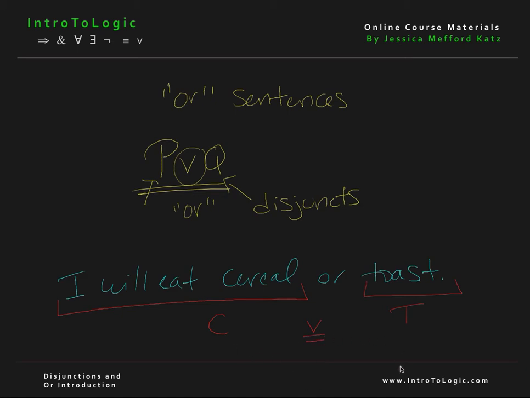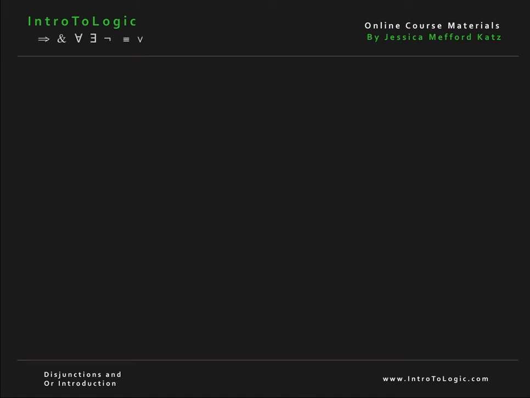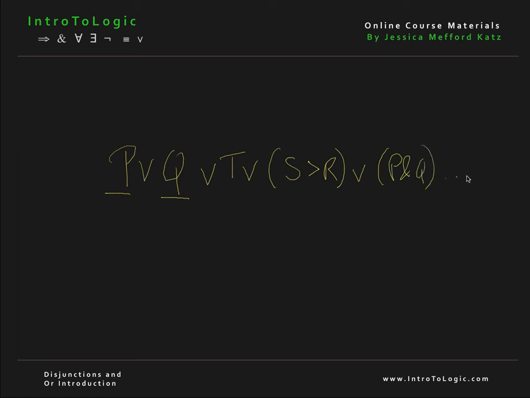So C or T. Now there are a couple things you need to keep in mind about disjunctions. First of all, any disjunction must have at least two disjuncts. So we could have the simple disjunction P or Q, where both P and Q are our disjuncts. But we could also have a disjunction with an infinite amount of disjuncts. So we could have P or Q, or T, or if S then R, or P and Q, and so on.